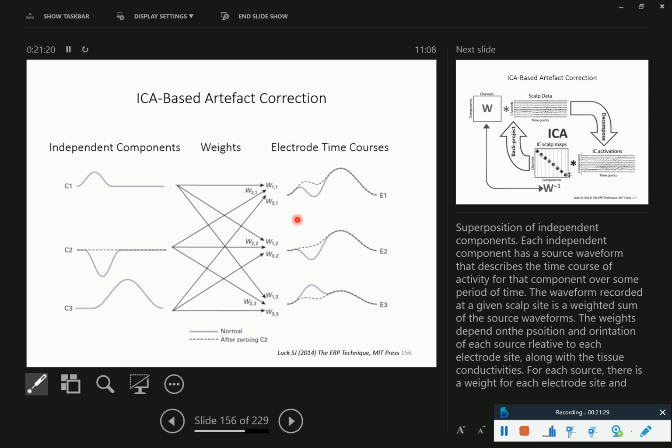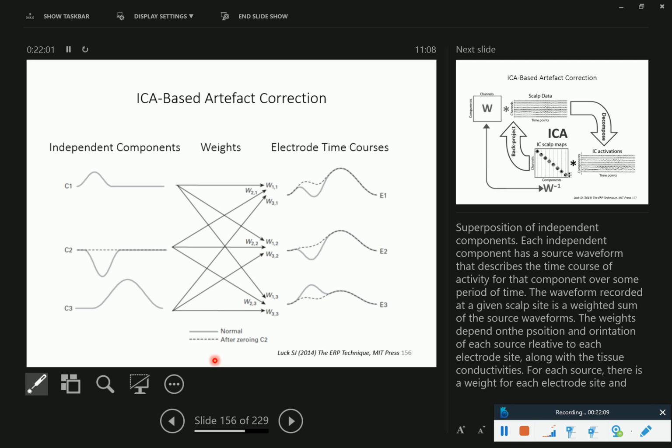If you're familiar with artificial neural networks, you might find this fairly familiar because it's exactly the same linear weighting that you have in neural networks. It's just a weighted sum of things. Here you could call this a 2-layer or a 1 weight layer neural network if you want. So the point is that each electrode time course results from a weighted sum of these independent components.